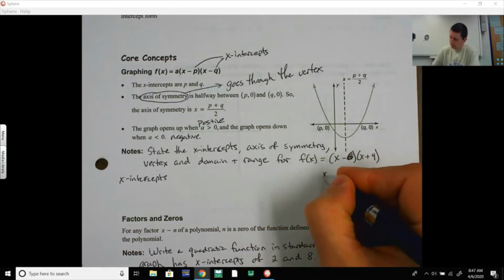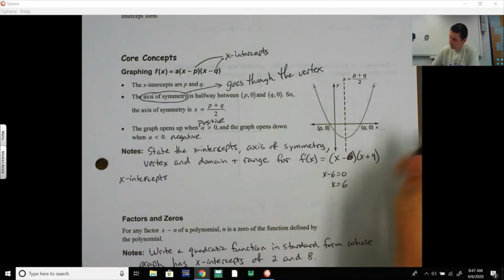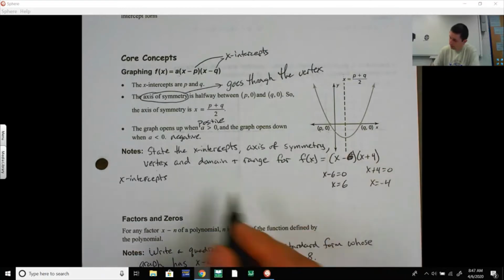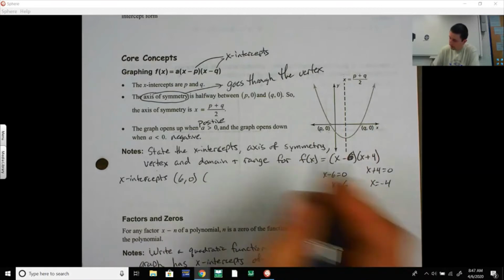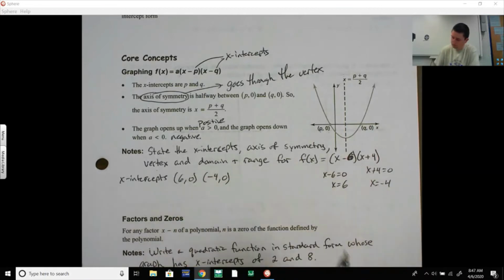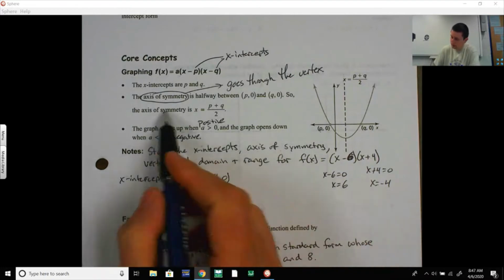And you just want to say, okay, where does x minus 6 equal 0? Well, that's when x equals 6. And where does x plus 4 equal 0? So you minus the 4 over, and that's when x equals negative 4. So your x-intercepts would be 6, 0, and negative 4, 0. Okay. The axis of symmetry. Here's your formula for axis of symmetry.